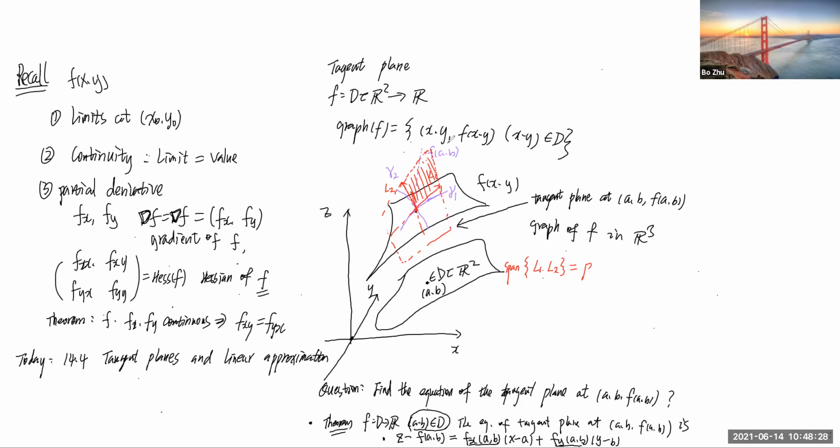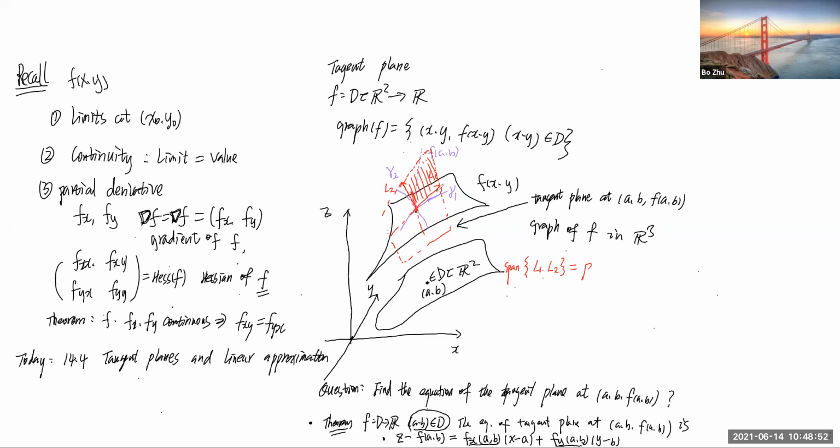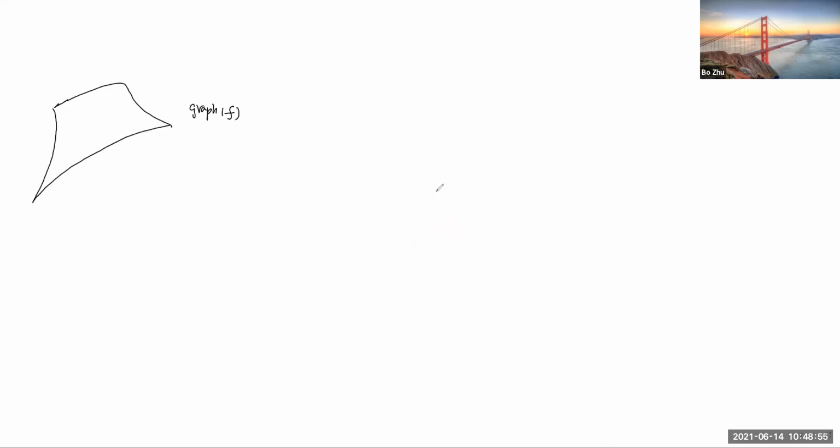So let's go to the second page. Let me explain it a little bit. If we have this surface, the graph of f, we will introduce two special curves to help you understand it. We have a 3D picture. This is (a, b), and this is f(a, b). Then we fix y and x is changing.